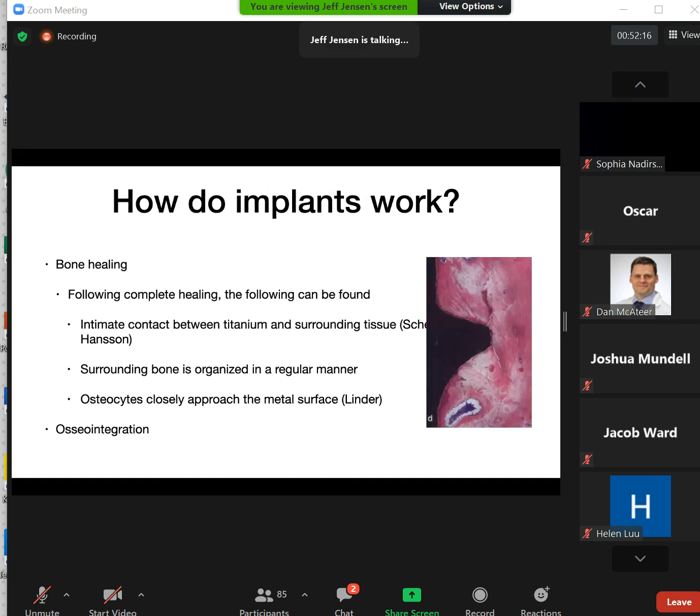So just a couple things as far as healing goes with the bone around the implant. Once the bone is totally healed, again, we're going to see an intimate contact between the titanium and the bone tissue. Bone should look normal around an implant, so it'll typically heal normal. You'll see the canals and the osteocytes right up next to the implant, laying down normal looking bone. That's osseointegration. So you should have nice normal bone.